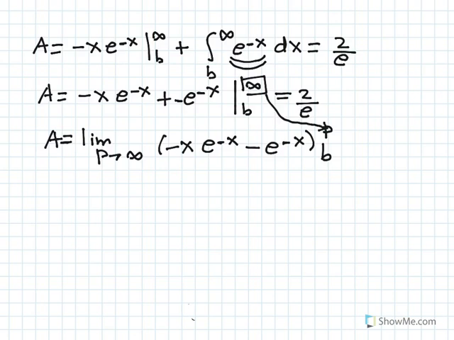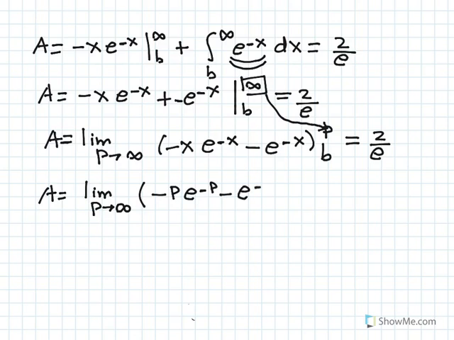Then, of course, we take the limit as p goes to infinity. And this result should be equal to 2 over e. So area is equal to the limit as p goes to infinity. Now put the upper limit in, and we get minus p e to the minus p, minus e to the minus p. Subtract the lower limit, minus b e to the minus b, minus e to the minus b. And this result is equal to 2 over e.